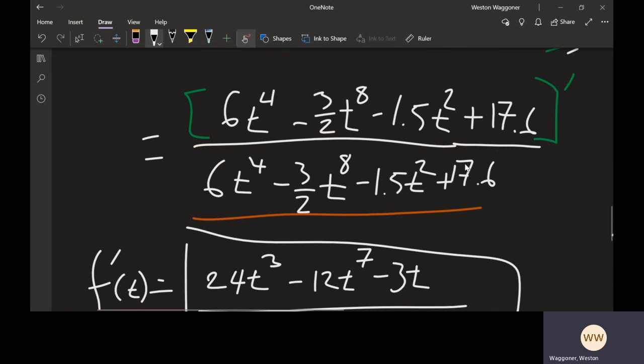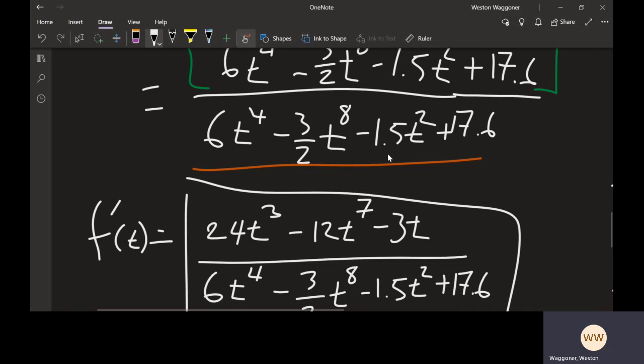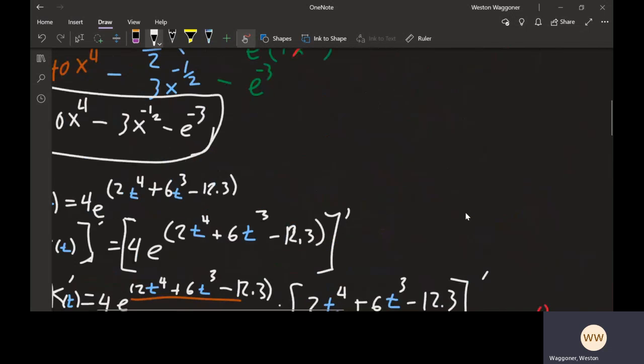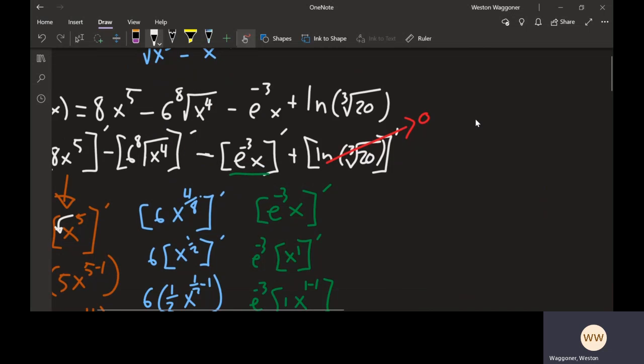And that 17.6, I know it kind of looks a little weird, but it is just a constant, and so it goes away. It doesn't matter how it looks. And in fact, I think even on the first one, we had this ln of cube root of 20, and that goes away because there's no variable in that.